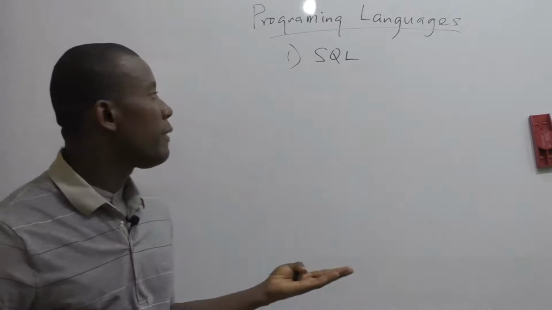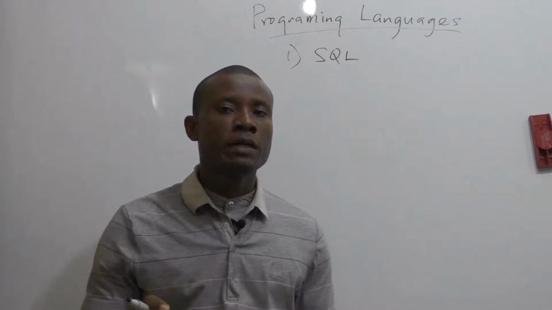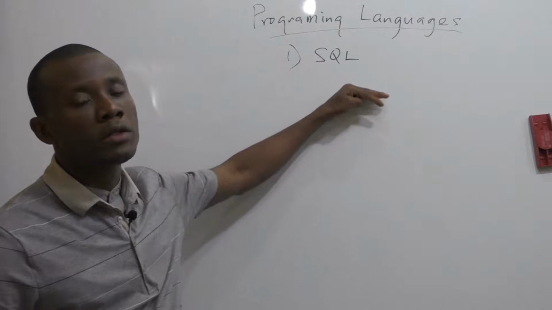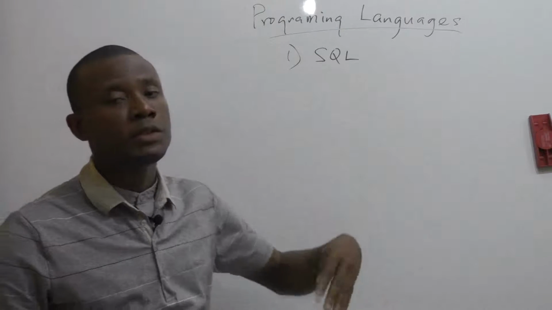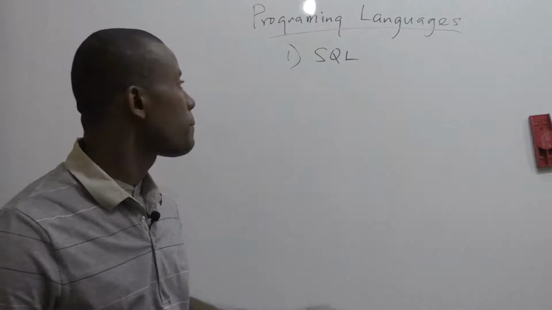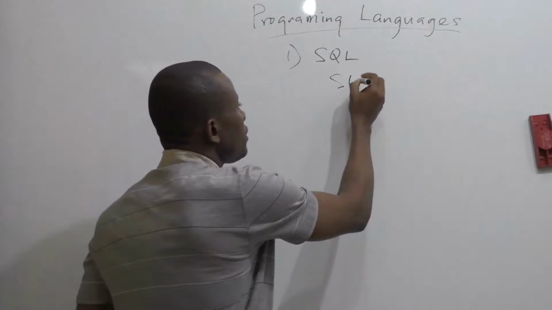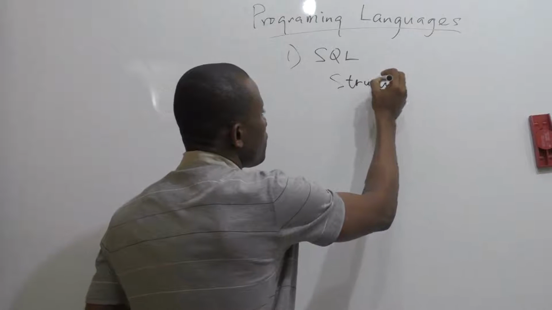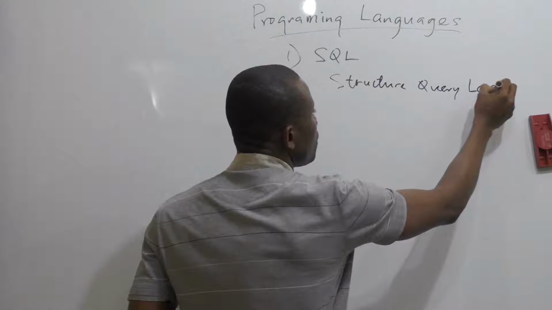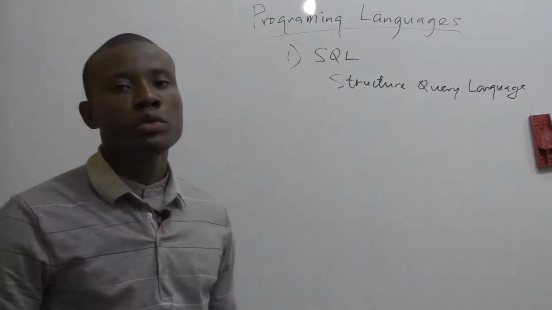Why is it the most popular? Because SQL can be used by every other programming language. What it means is that this programming language can work in conjunction with Java, with C#, with C++, with every other programming language. And why is it that way? It's a special kind of programming language called structured query language. Yes, so it's called structured query language.